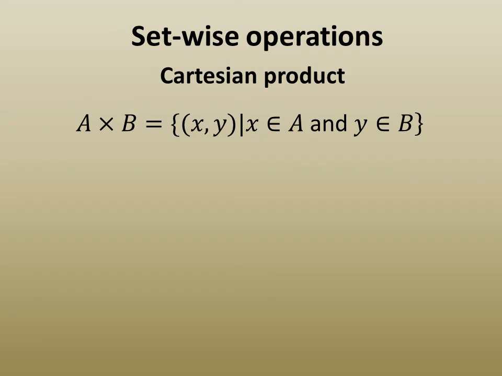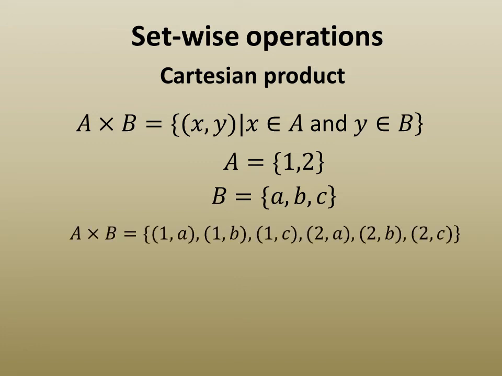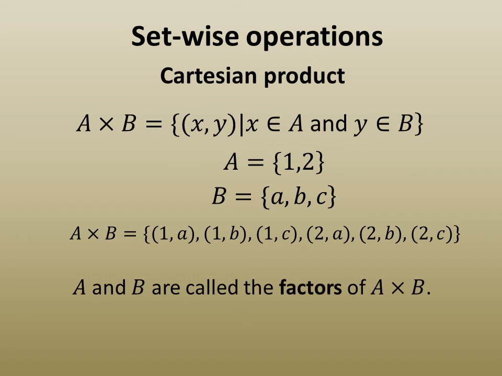The Cartesian product of two sets A and B is a set of all ordered pairs x, y, such that x is an element of A and y is an element of B. For example, let A be this set and B be this set. Then the Cartesian product of A with B is this set. A and B are called the factors of the Cartesian product. So notice how the elements of A appear first because A is the first factor.